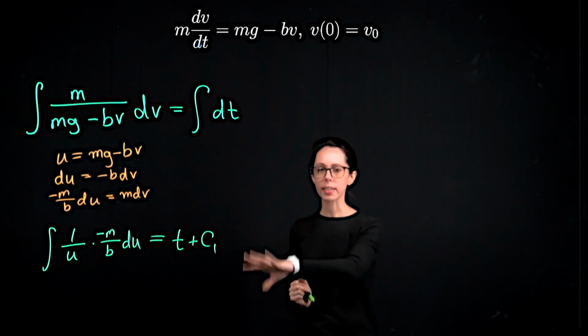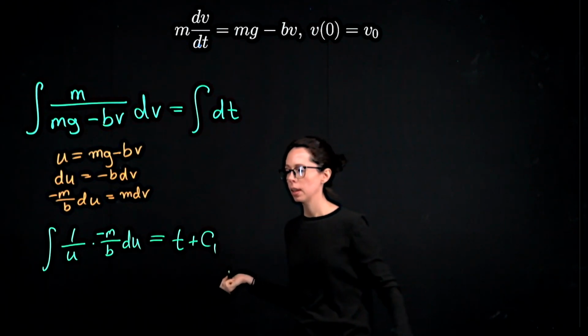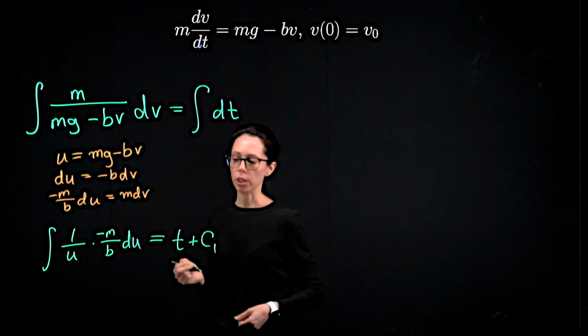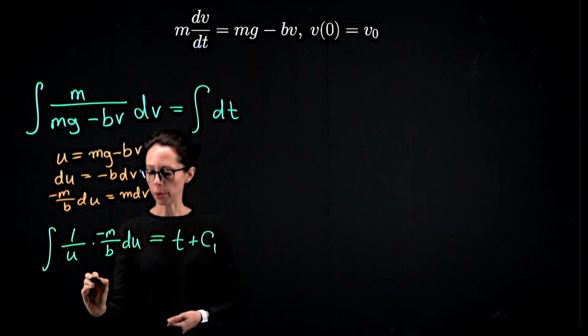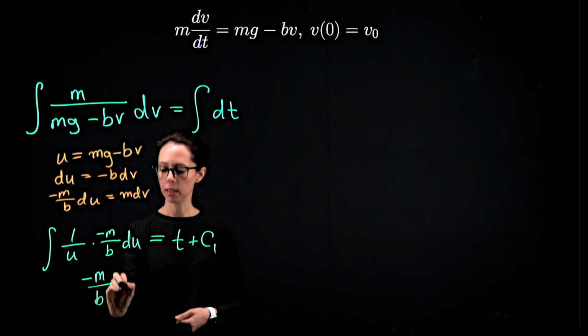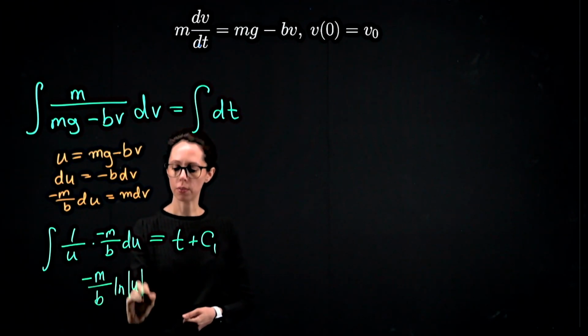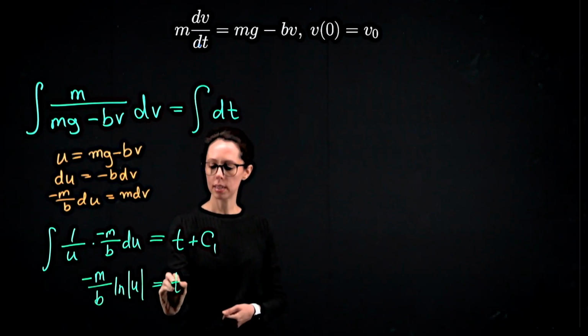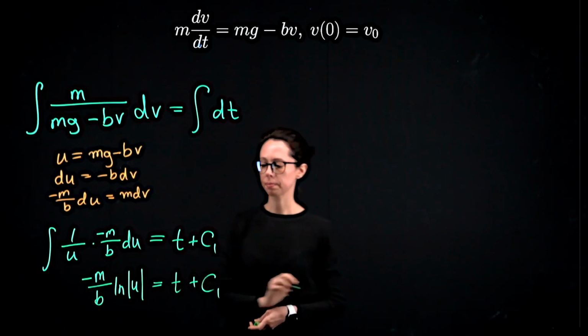Let me write one more line down here and then we'll carry over. The antiderivative of 1 over u is natural log of the absolute value of u. So this left-hand side is going to be negative m over b natural log of the absolute value of u equals t plus this constant.